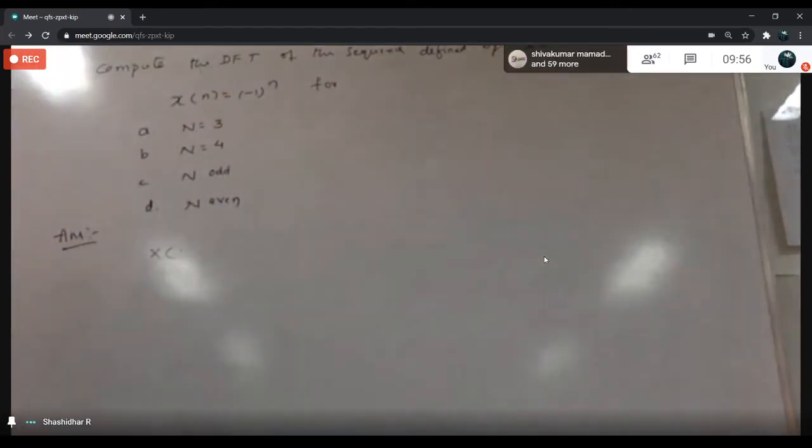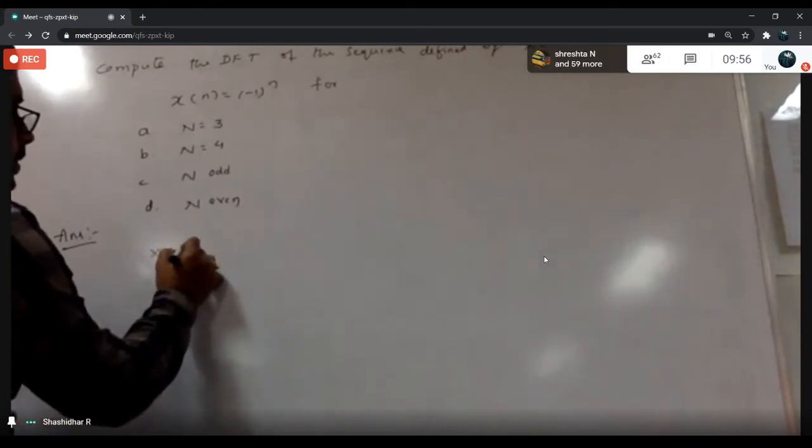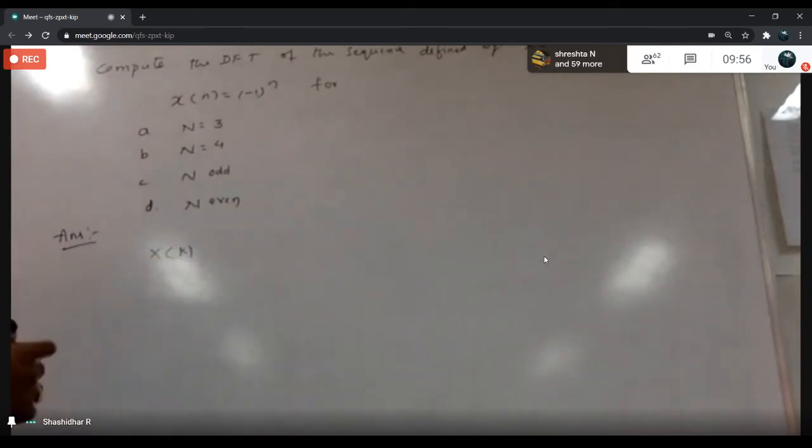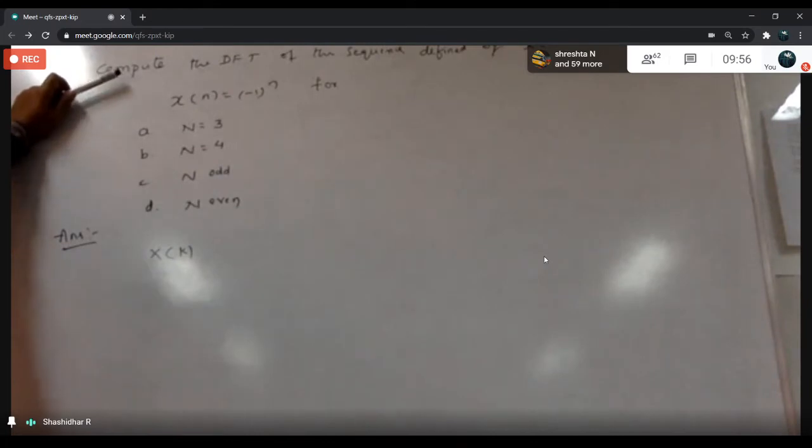x of k is equal to, see, this is the problem. Compute the DFT of the sequence.